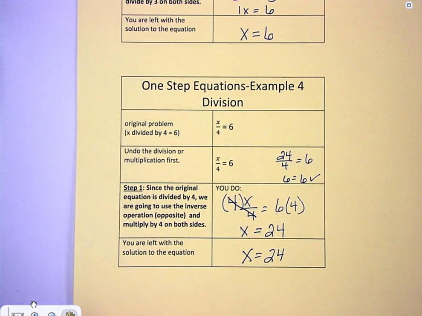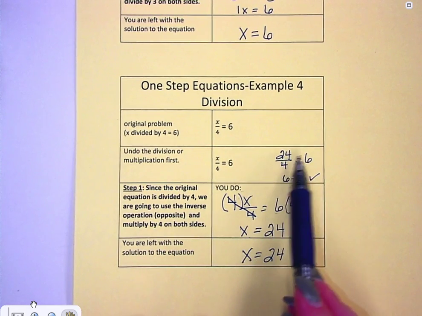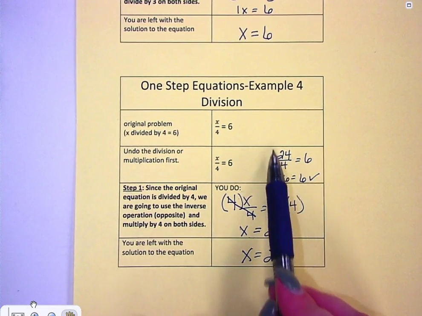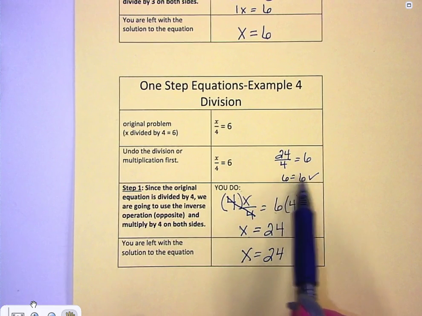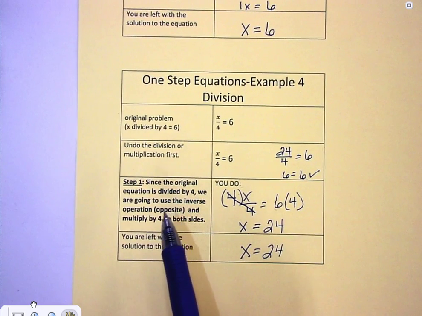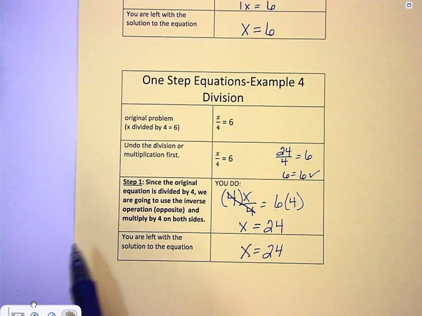All right, any questions? Yes. Why put 6 equals 6? Because whatever happens on one side of the equal sign has to equal the other side. So I've done this math. 24 divided by 4 is 6, and 6 does equal 6, right? 6 definitely equals 6. Okay. All right, any questions?